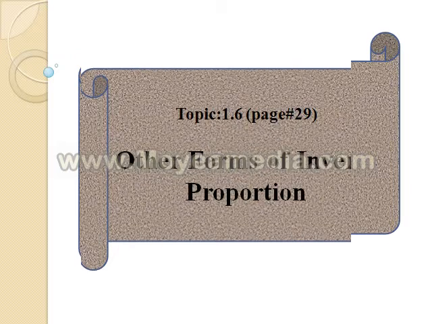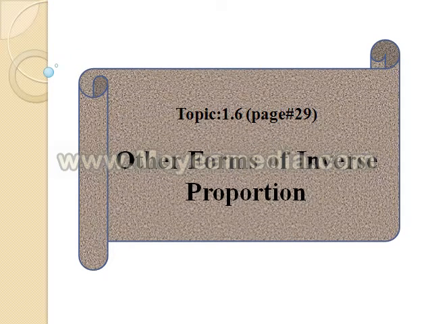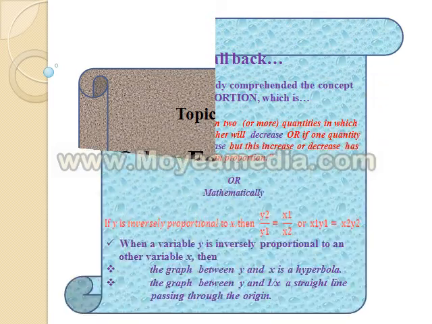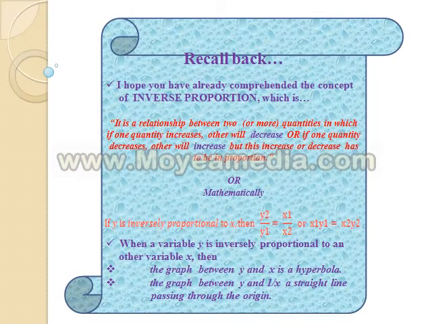So week 4, lecture 2, and the topic here is other forms of inverse proportion, which you can find in your book 2 on page 29. The topic is 1.6. And as usual, let's have a little bit of a recap of the things.